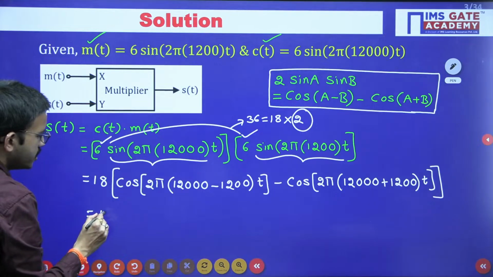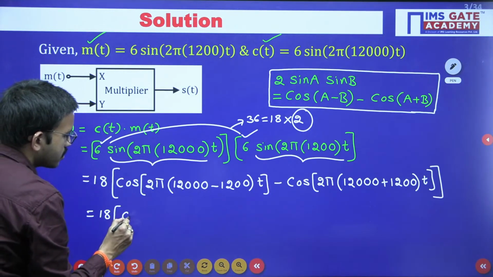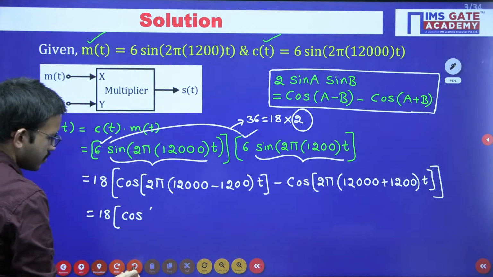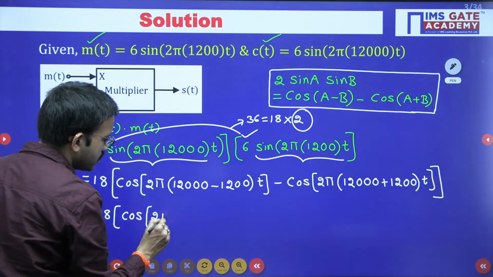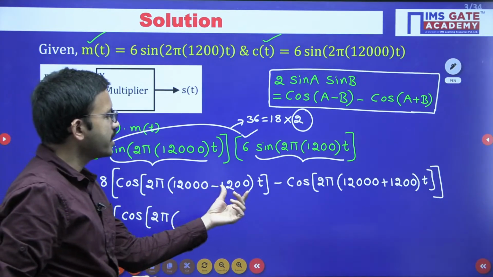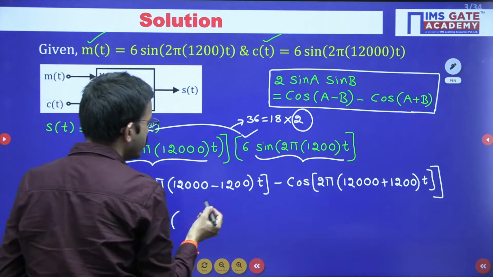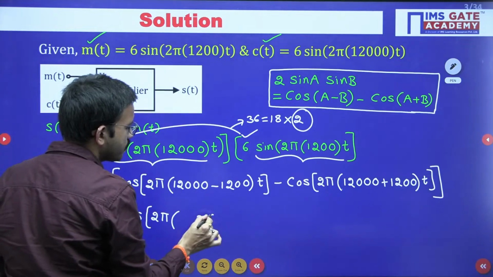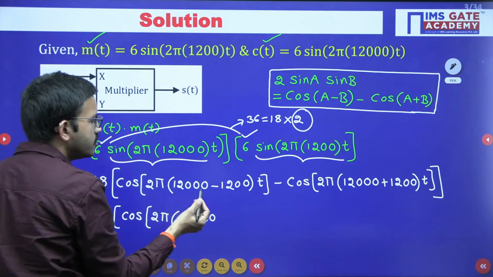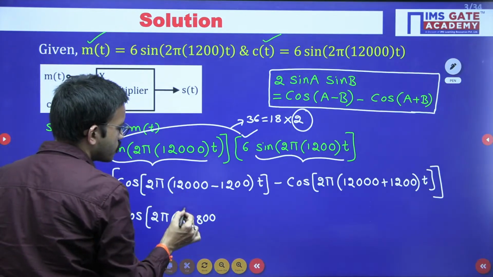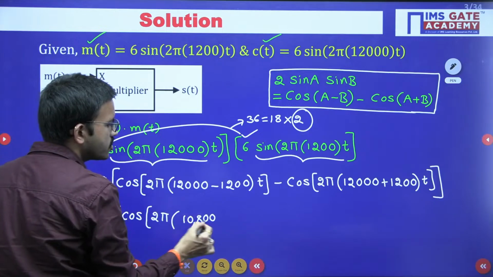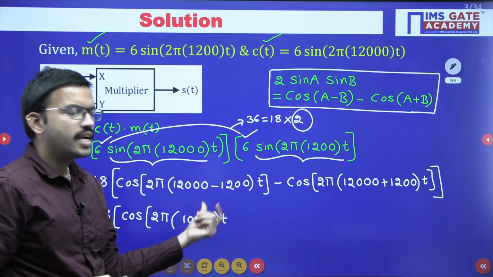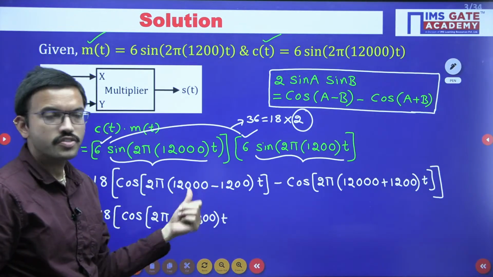So here 18 into cos 2 pi into here 12,000 minus 1200. So here 1200 plus 800, you will get 2000. But here you are having 10,000, right? So total 12,000 is there, so that means you will get 10,800. So you can observe 10,800 plus 200, that is 11,000. 11,000 plus 1,000 is nothing but 12,000.